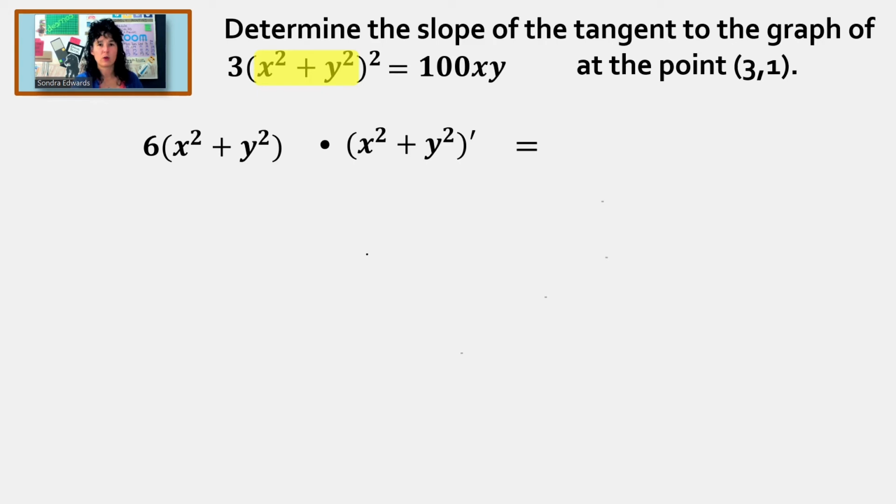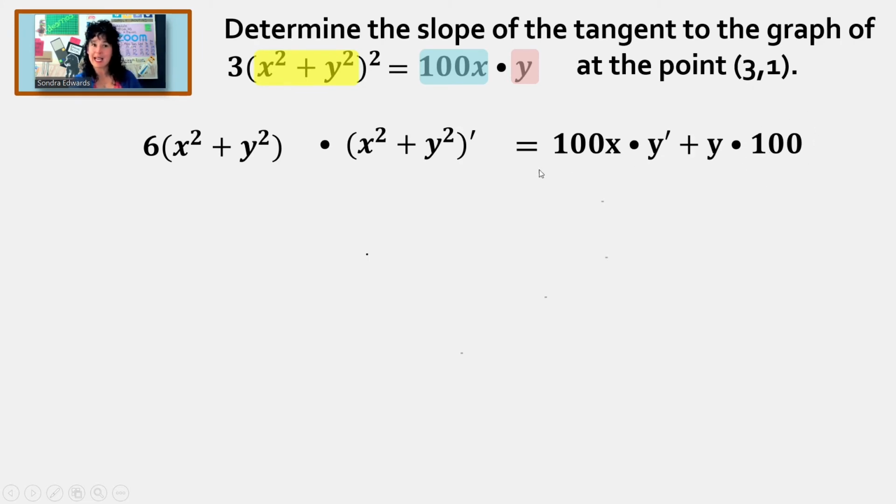Okay, equals. And then there on the right-hand side, instead of 100xy, I want to really focus on the fact that we have multiplication, so I'm going to say 100x multiplied by y. When we take the derivative of that right-hand side, we're going to need to use the product rule. So we're going to have 100x multiplied by the derivative of y plus y times the derivative of 100x. I went ahead and just took that derivative. The derivative of 100x is 100.